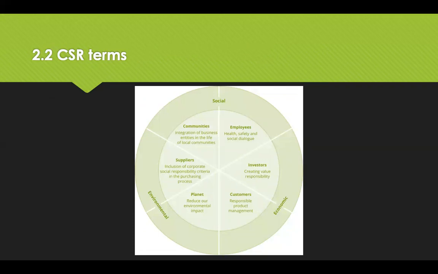Now, CSR contractual terms are required to make sure that all parties are aware of their CSR obligations, and these can be enforced if the terms are breached. But not all contractual terms are legally binding. Examples of contractual terms that can support sustainability in relation to social, environmental and economic aspects will include communities, employers, employees, the investors, the customers, the planet and our suppliers.